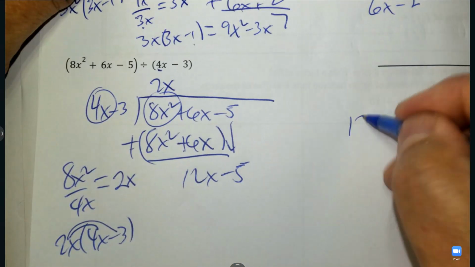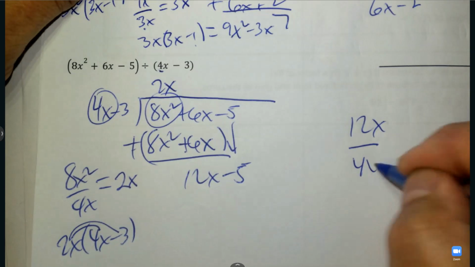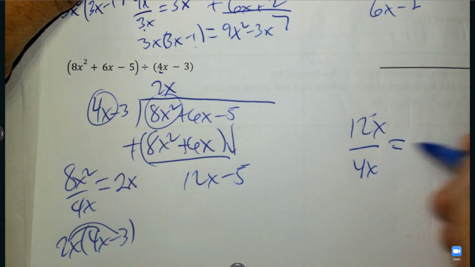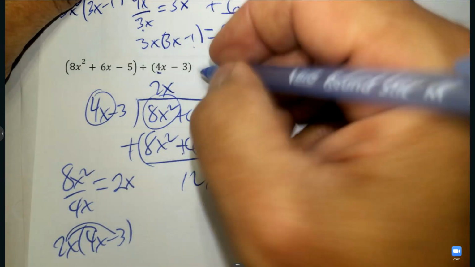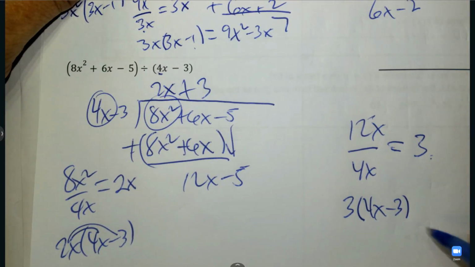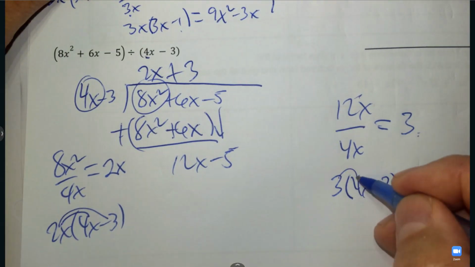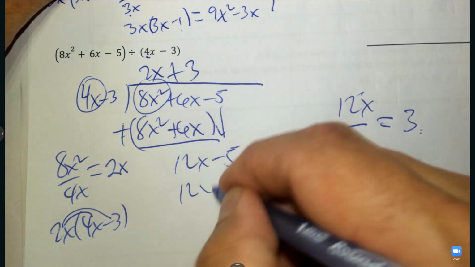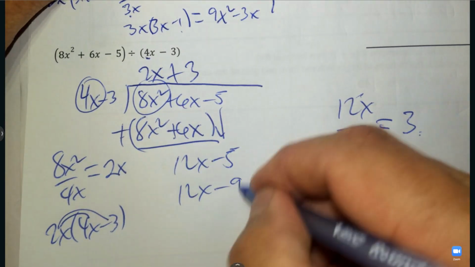Again, we're going to divide. I'll do that here. 12x divided by 4x. 12 divided by 4. The x's cross out. It's just 3. Take the answer 3 and we multiply it with 4x. Take away 3. Again, multiply. That's 12x. Again, multiply. That's negative 9.